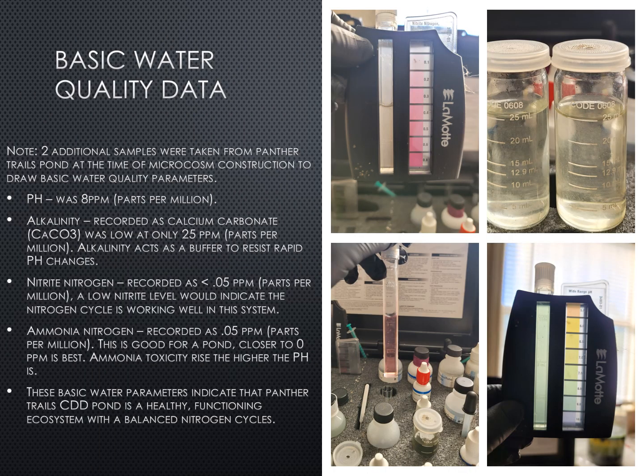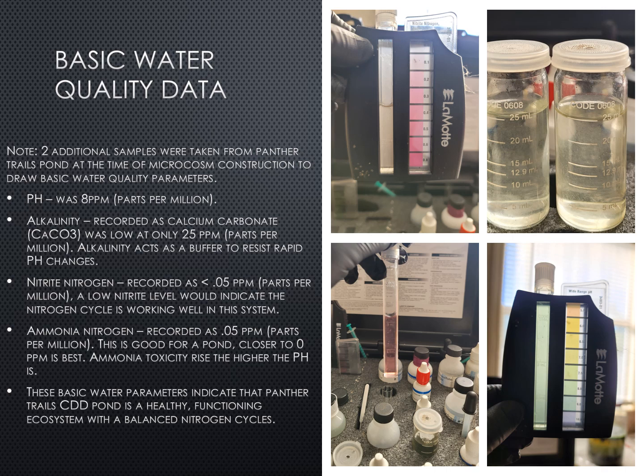Basic water quality data. It's important to note 2 additional samples were taken from Panther Trails Pond at the time of microcosm construction to draw basic water quality parameters. pH was measured at 8 parts per million. Alkalinity was recorded as calcium carbonate and was low at only 25 parts per million. Alkalinity acts as a buffer to resist rapid pH changes. Nitrite was recorded as less than 0.05 parts per million. A low nitrite level would indicate the nitrogen cycle is working well in this system.